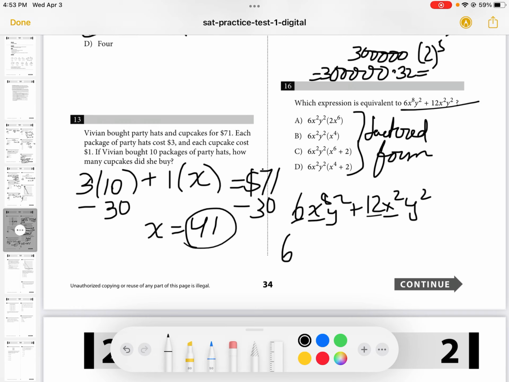Now we go to the x's. X to the 8th and x squared. What's the biggest we can pull out from x to the 8th and x squared? We can pull out an x squared from both. And we have y squared and y squared. We can pull out a y squared.